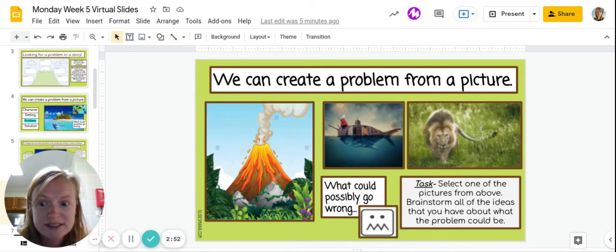So what I want you to do today, boys and girls, is have a think, have a look at these images and tell me what comes into your head. Think about possible problems. They can be as crazy as you want, okay? You can either record an audio and tell me about them, or you could write a few sentences. If you're writing, don't forget to use lots of adjectives. Have fun.